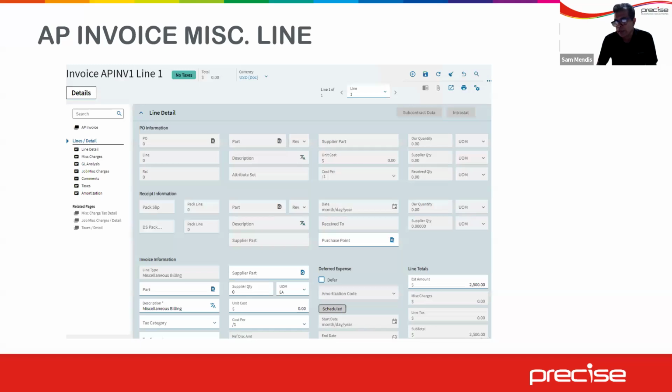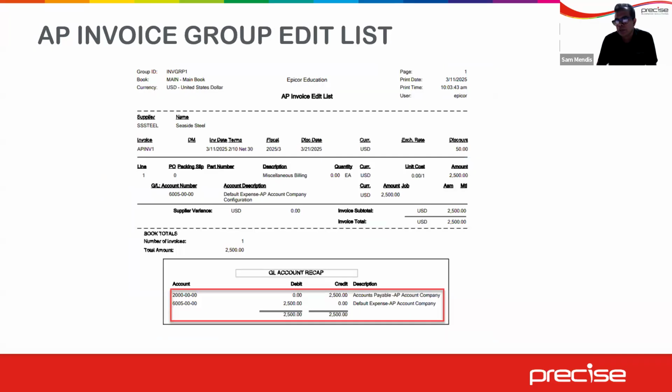And let's look at the edit listing, which is a summarization of what it's going to look like once we post it. This is called the invoice group edit list. Here we have information on the invoice on the top side of the report. The bottom side is what I'm more focused on today, the GL account recap. Here it shows it's going to post to accounts payable, the credit for 2,000, and the expense account, the debit of 6,005.